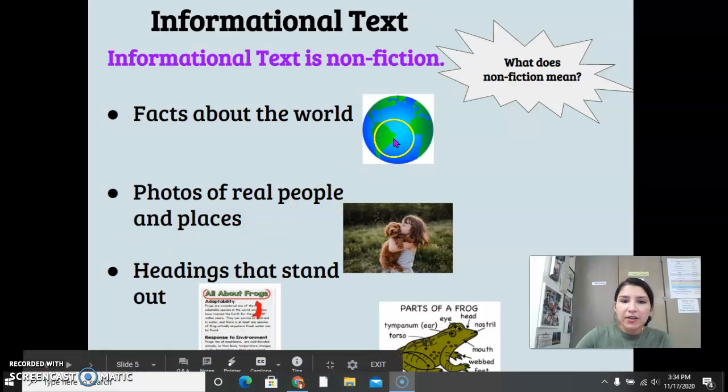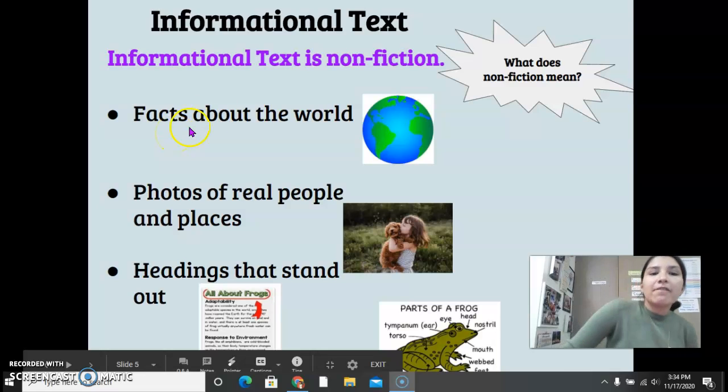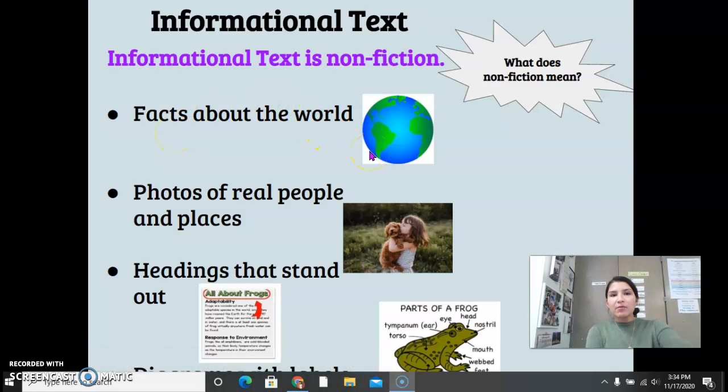So right here, just like we talked about on Tuesday, I have a couple of characteristics of informational books. So let's go through them quickly. Facts about the world. Last time we talked about this, I asked if you had any facts about the world. My fact was there are 7 continents in the world. So I'm going to pause and let you think for a moment if you have any facts about the world. Okay, once you have a fact, thumbs up.